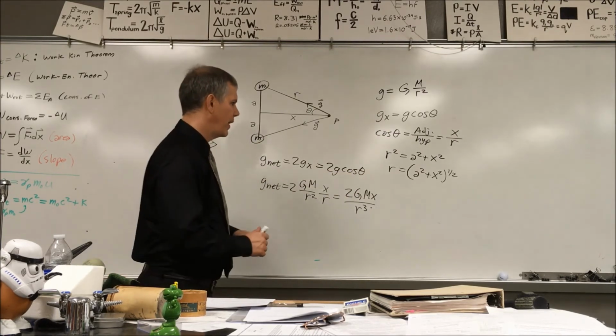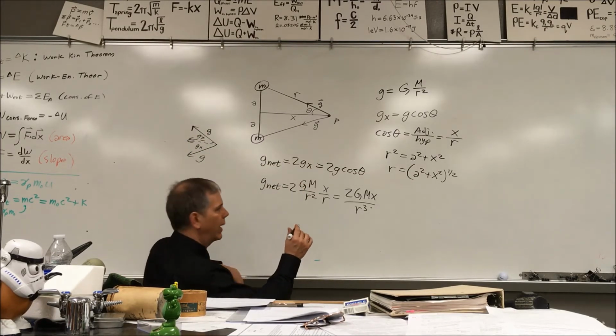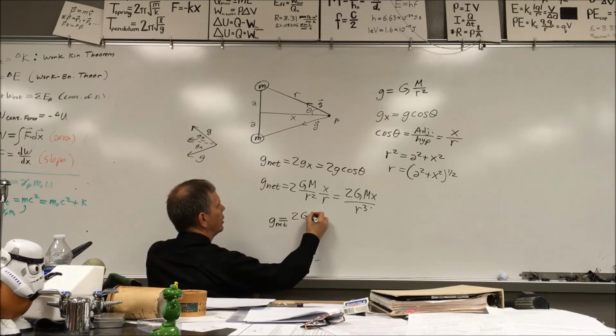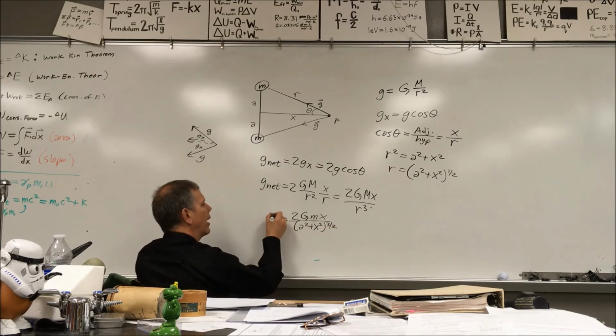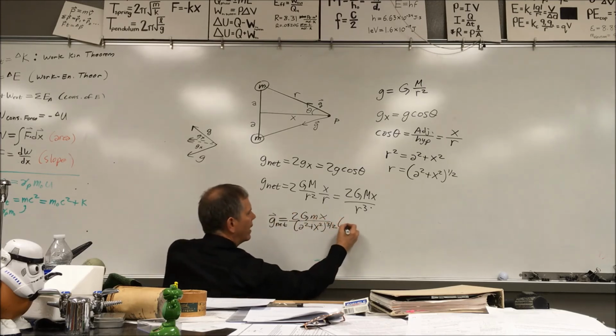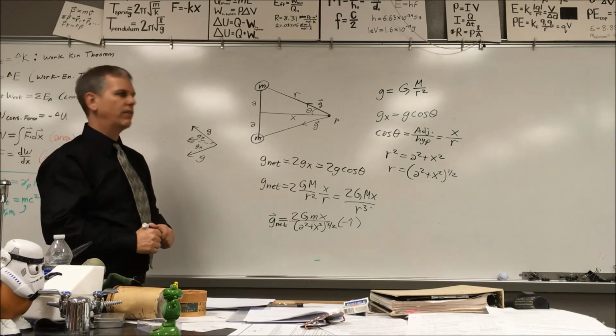So now we put all of that together, and we get, can you see down here or not? Yeah. Okay, so we get g net equals 2 big G, m, and let me change that to little m, just so that we're consistent, x over a squared plus x squared to the 3/2. I'm going to put an arrow here to make it a vector, and we know it's pointing that direction, so I'm going to add negative i hat, because it's in the negative x direction.